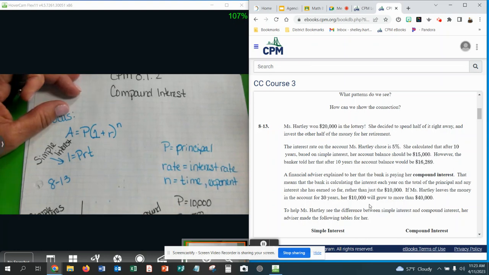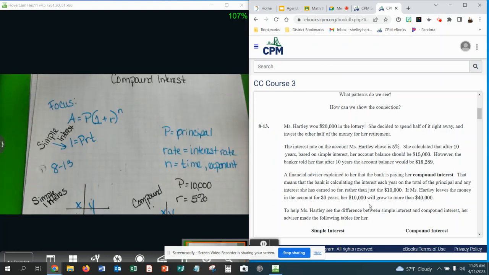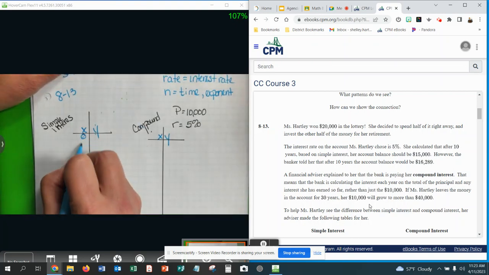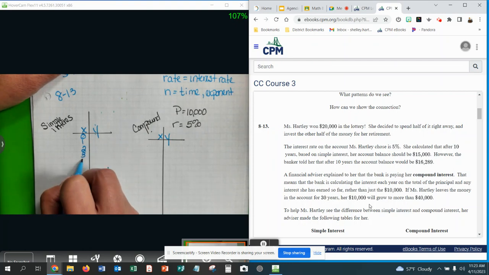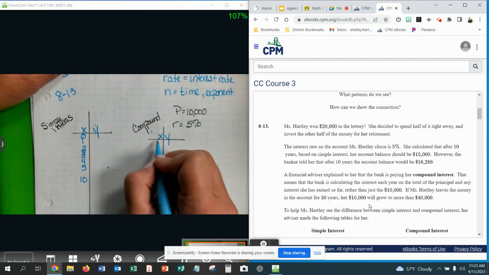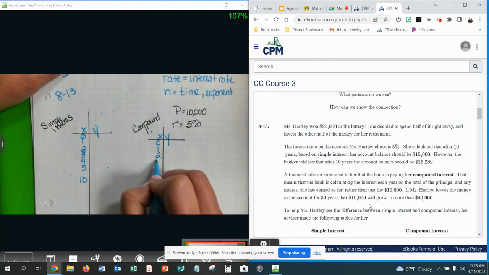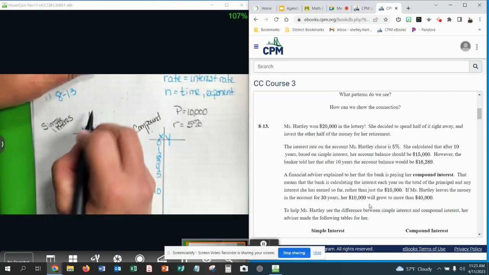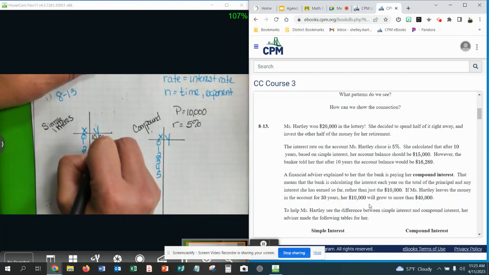I've got X, I've got Y, I've got X, I've got Y. Remember, we are doing it in years. So I'm going to start with 0, 1, 2, 3, 4, 5, and then skip to 10. I'm going to do the same here: 0, 1, 2, 3, 4, 5, and then skip to 10. Year 0 is $10,000 each.